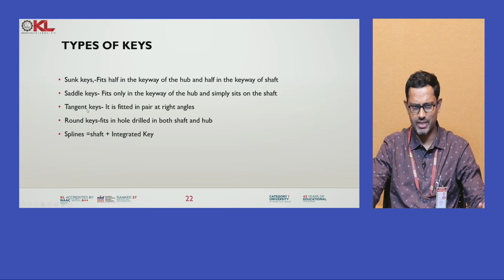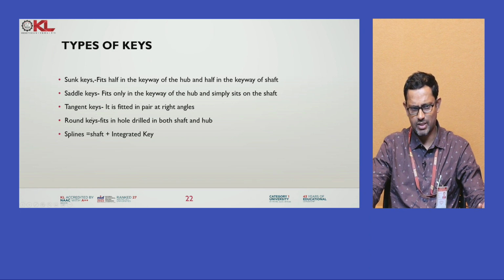Coming to the tangent keys, they are fitted in a pair at right angles wherever heavy load needs to be transferred. There we will be using tangent keys, and generally they are fitted as a pair, that means two. Each key has a unique directional torsional capacity. That means in a single direction only it will control the twisting moment.